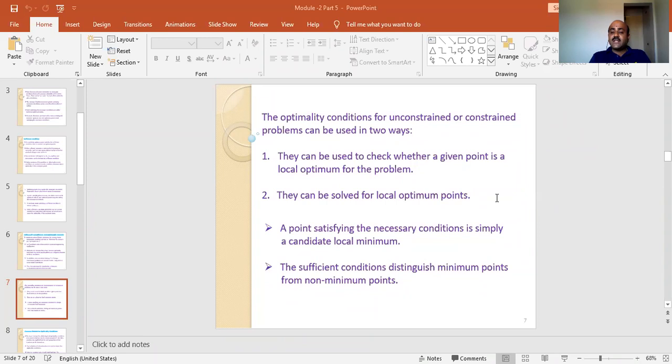A point satisfying the necessary condition is simply a candidate local minimum. The sufficient conditions distinguish minimum points from non-minimum points. This is a very important final statement that we are supposed to remember. Please remember, the optimality conditions can be used to check whether the given point is a local optimum for the problem, and the conditions can be solved for the local optimum points also.